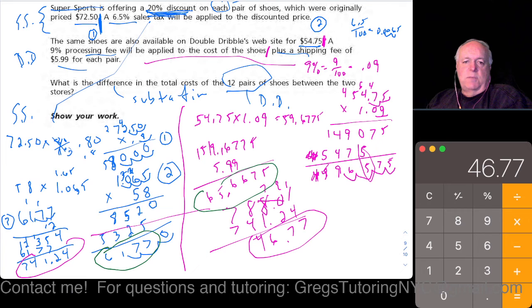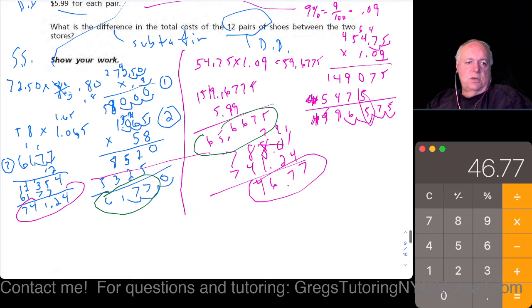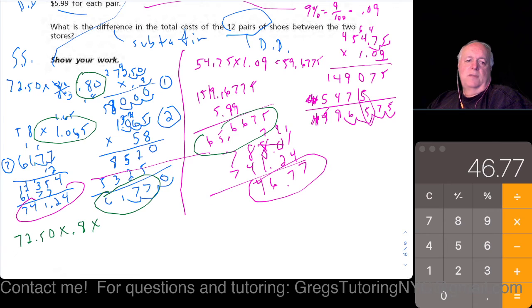There's also the aspect which I used in the other question, which is that I did this in 2 steps. I did the 80% and got that answer, and then did this here. We could have just done that straight up and got to 7250 times the 0.8 times the 1.065 times 12. All right, you could have just done that straight up there. You didn't need to get those interim values. Of course, it would display on your calculator that kind of thing as well.